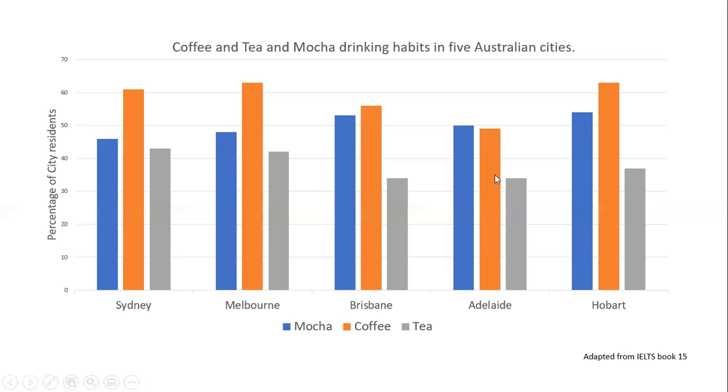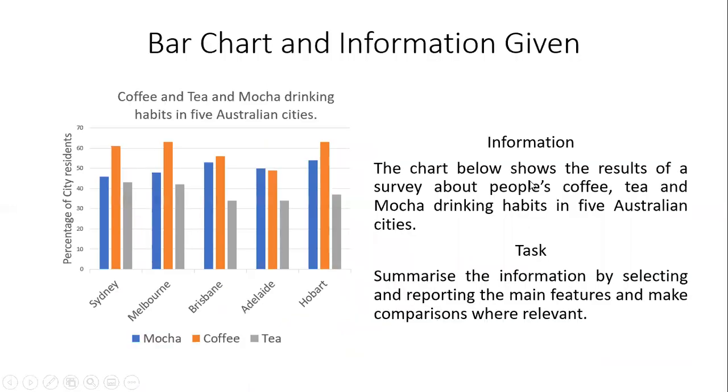And obviously in the exam you'll also get information, and then you'll also get the task as well. So the information in this particular case is the chart below shows the results of a survey about people's coffee, tea and mocha drinking habits in 5 Australian cities. Okay, so obviously the 5 Australian cities are Sydney, Melbourne, Brisbane, Adelaide and Hobart.